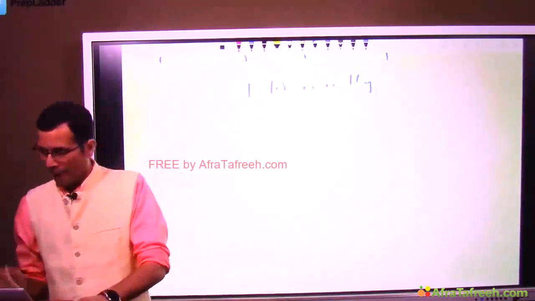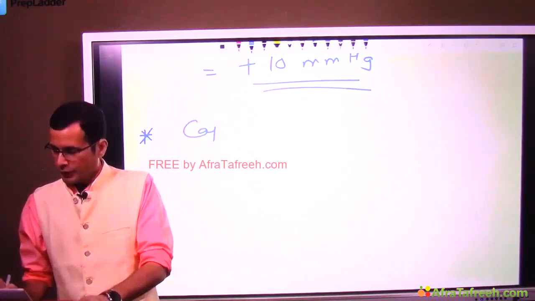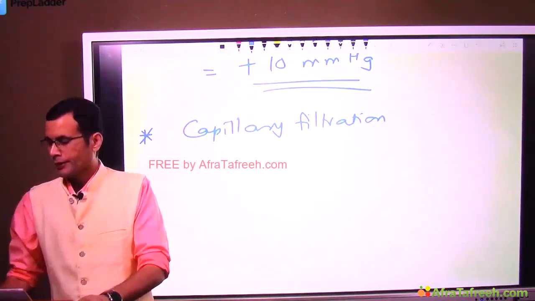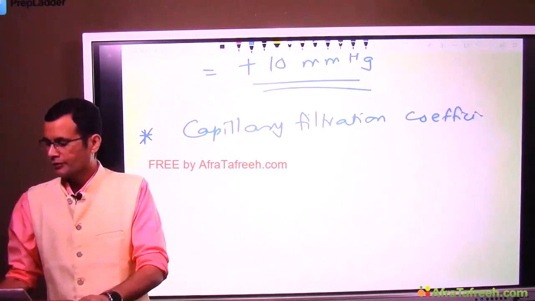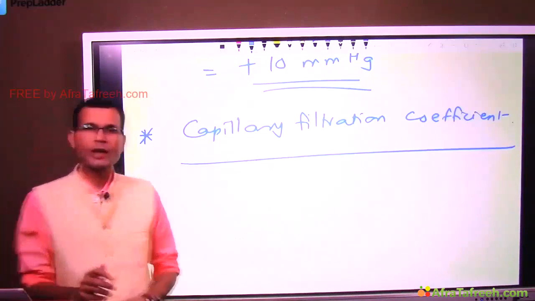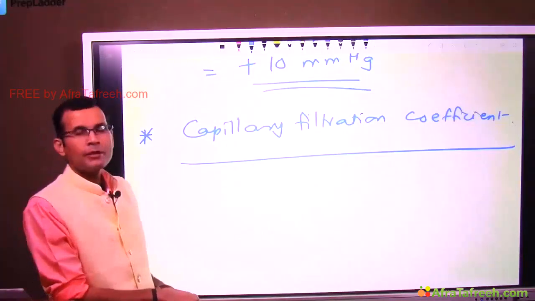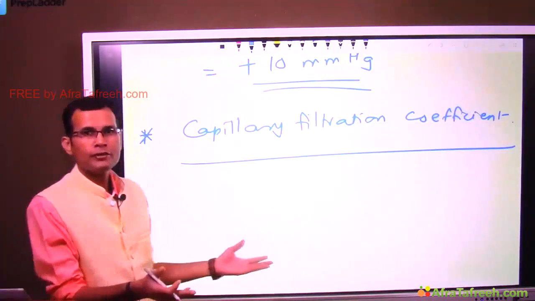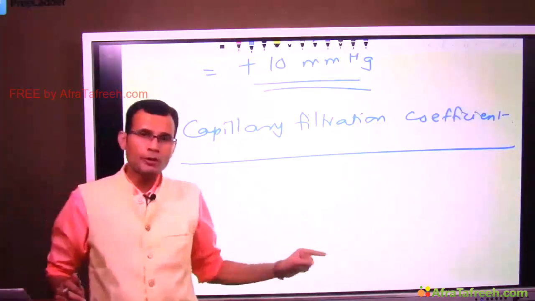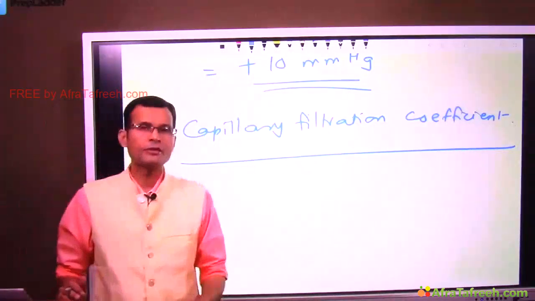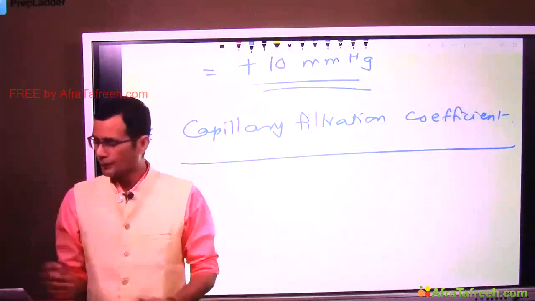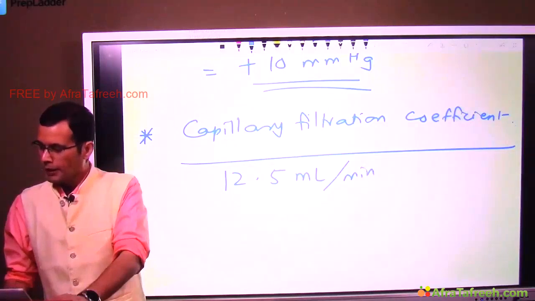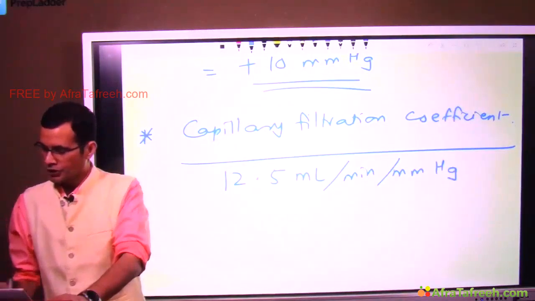Next point. What is capillary filtration coefficient? In the previous section, I mentioned this, that you will have to learn it by heart. Capillary filtration coefficient is the rate at which the capillaries filter out the fluids and the substances. In the case of glomerular capillaries, I had mentioned that it is highest in the body. It is 12.5 ml per minute per mm of Hg.